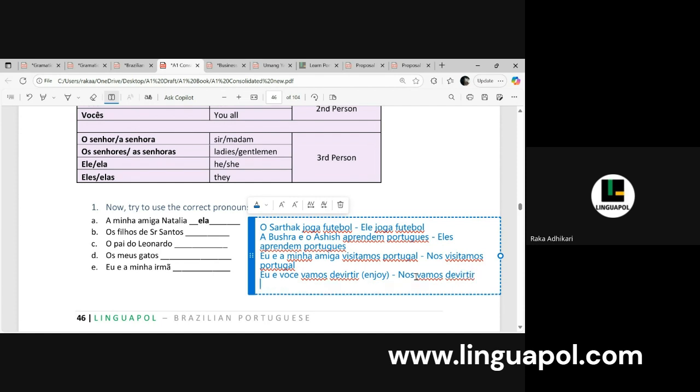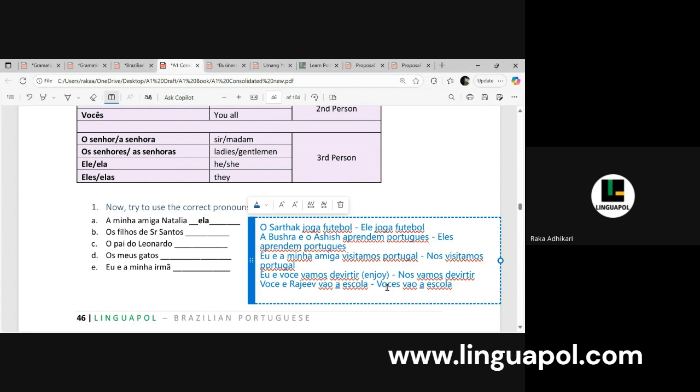Okay. If I say "você e Rajiv vão à escola", so you and Rajiv go to the school. How will I replace you and Rajiv? Vocês. Perfect. Vocês vão à escola.